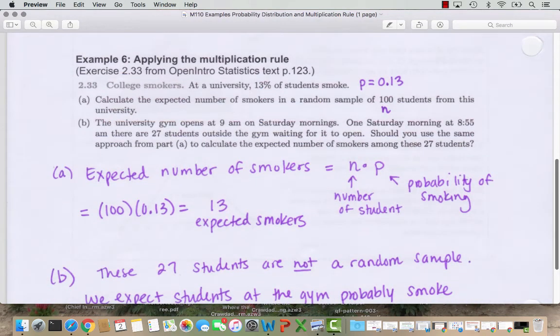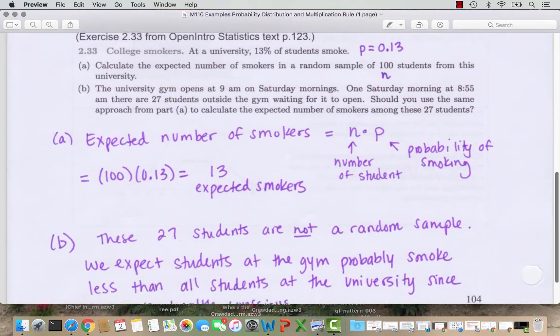The next example, and the numbers for these examples, the 5 and the 6, don't necessarily mean anything. They're from an old handout I had. So in example 6, we're applying the multiplication rule. Here in part A, we want to look at the expected number of smokers. We're assuming at this university 13% of students smoke. So we'd say the probability of smoking is 0.13 in decimal form.